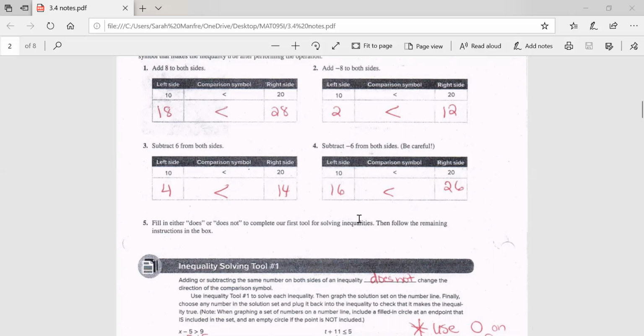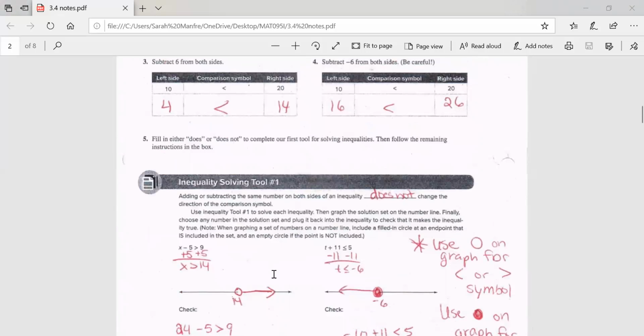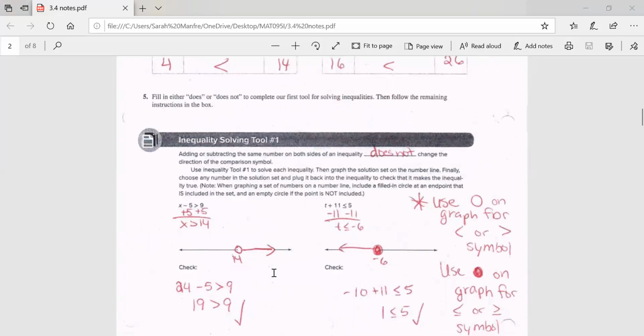So when you think about this, if we did addition like we did in number 1 and 2, or subtraction like we did in 3 and 4, did the inequality signs change? No. Here it says adding or subtracting the same number on both sides does not change the direction of the comparison symbol. So when we are just doing addition or subtraction, you do not need to worry. The symbol is going to stay exactly the same, and this will all make sense when we talk about multiplication and division on the next slide, why this is important. Just know, if we're doing addition or subtraction, if it says greater than, it's going to stay greater than. If it says less than or equal to, it's going to stay less than or equal to.